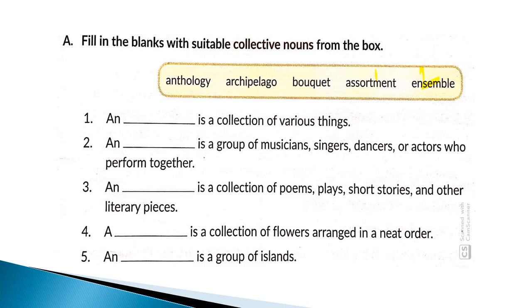In my previous video, I have given you a table of all the collective nouns. I have divided it into animals, places and things. Please go through it. You'll find the answer. It's quite easy. You'll do the rest three on your own. A dash is a collection of flowers arranged in a neat order. A dash is a group of islands. The options are right there in front of you.